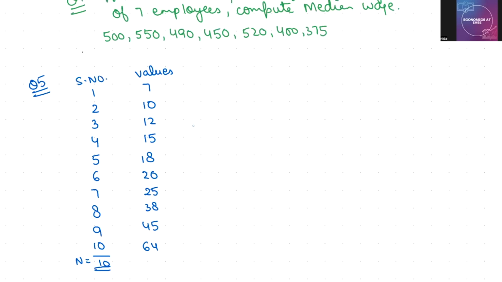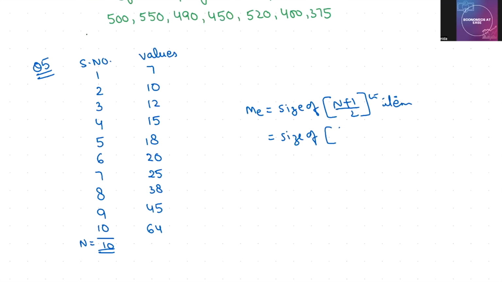Now what is the formula of median? First we need to calculate whether it is odd or even, right? So Median is the size of (n plus 1) upon 2th item. Here n is 10, so 10 plus 1 upon 2 item. So you can write here, 10 plus 1 is 11, divided by 2, so you will get 5.5. So the 5.5th item is what we are getting.